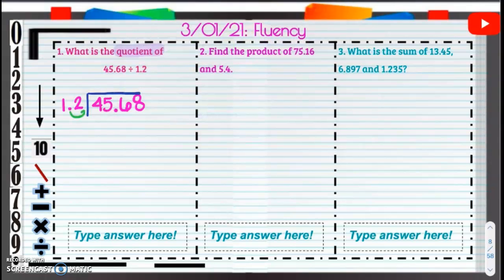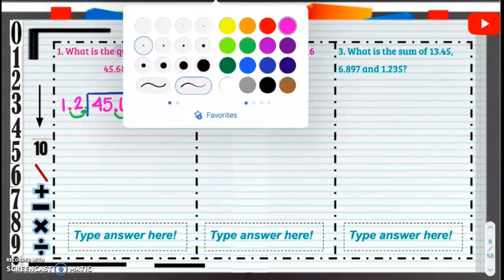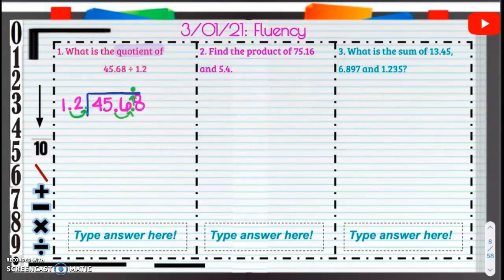So to make it a whole number on the outside, we need to move it in 1. So on the inside, we need to move it over 1 as well, and then pop it up. Now, can 12 go into 1, or into 4? Nope. Can 12 go into 45? Yes, it can. How many times do you think?